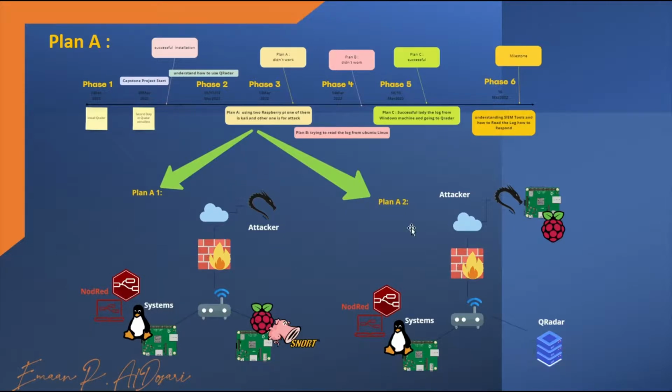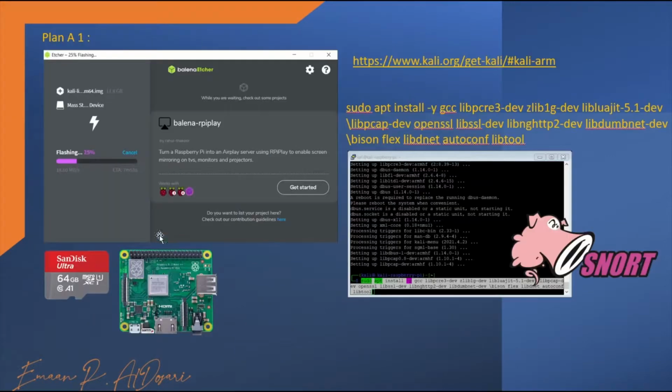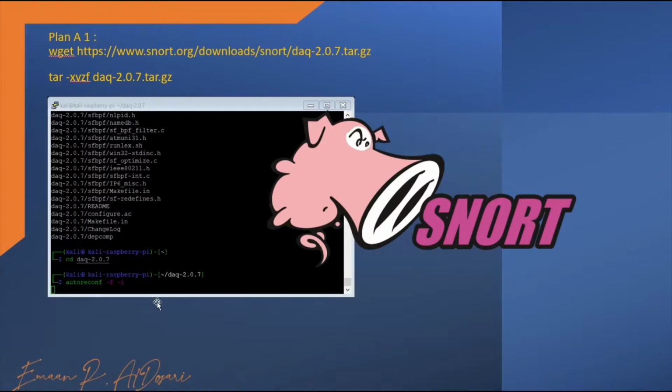For plan A number 2, the idea was using the QRadar system with Kali Linux connected to Node-RED. The same idea applies here, but the attack comes from the Raspberry Pi. So in plan 2, I installed Kali Linux on the Raspberry Pi. Let me explain more here with some screenshots I took for plan A. I installed Kali Linux on the Raspberry Pi using a 64 gigabyte card and installed Snort, and I faced a lot of errors in this phase. So I stopped at this point because of the errors.